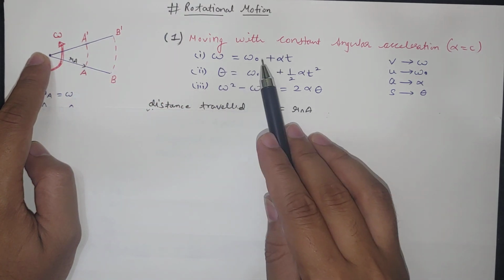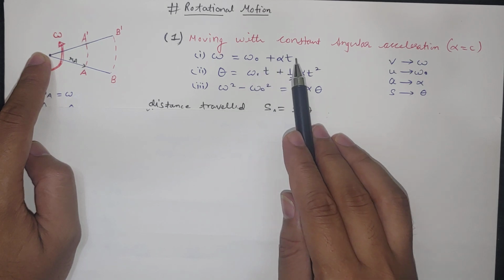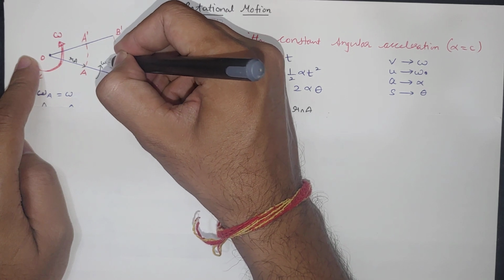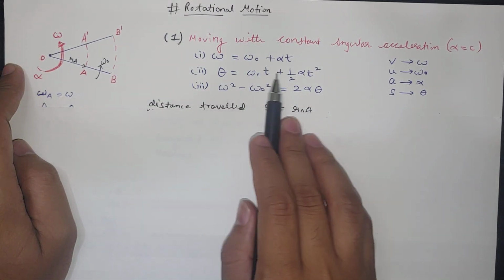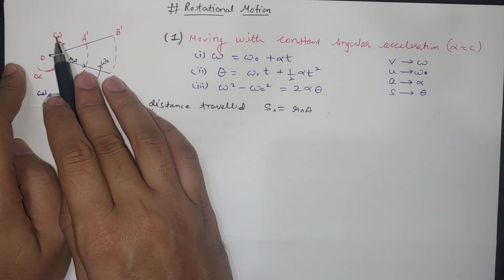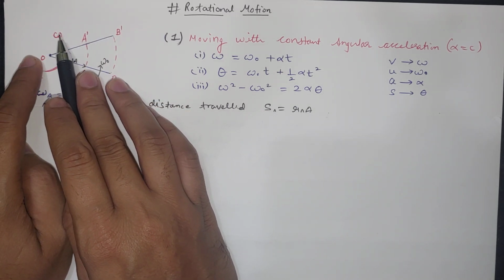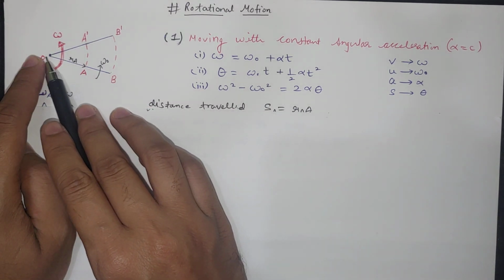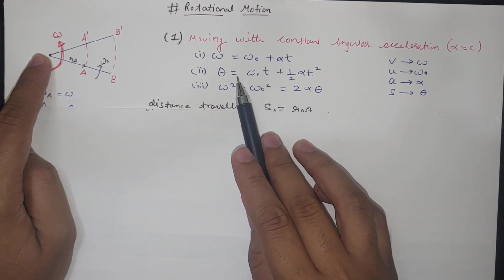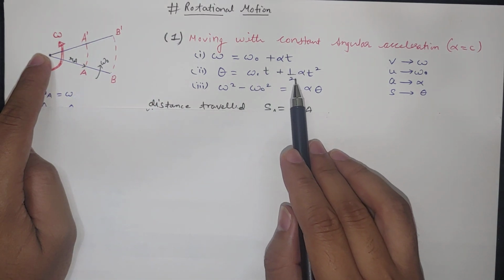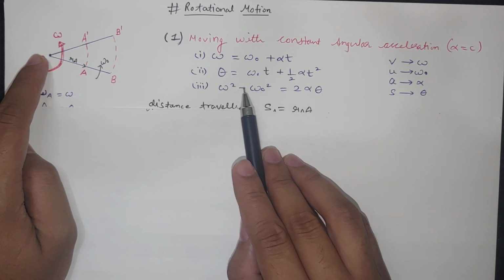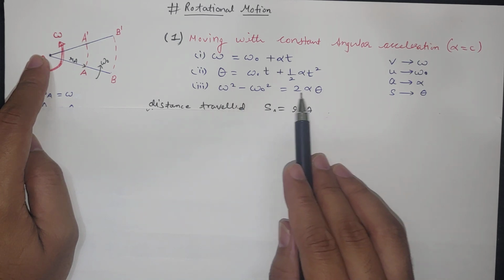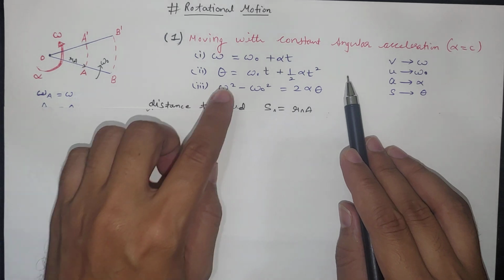So omega final will be equal to omega initial, omega naught, plus alpha into t. This rod has angular velocity omega naught, and after time t it comes to this position where its angular velocity is omega, and theta is the angle traveled from this position to this position. So we have theta equals omega naught t plus half alpha t square, and omega square minus omega naught square equals 2 alpha theta, if we want a relation with these variables and eliminate time from the equation. So these three equations we can use.